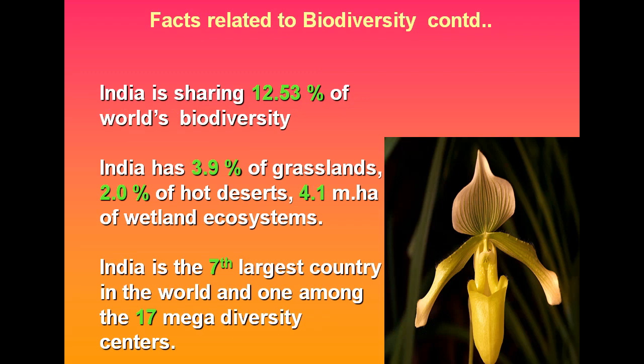Because though our land area is only 2% of the world share, the biodiversity share is about 12.5%. So India has 3.9% of grasslands, 2% of hot deserts, and 4.1 million hectares of wetland ecosystem. So India is one among the 17 mega diversity centers.